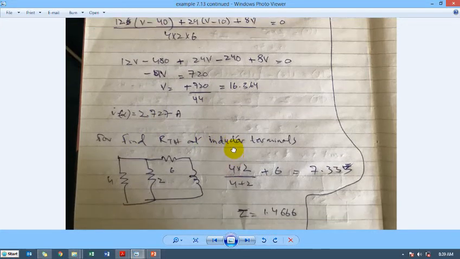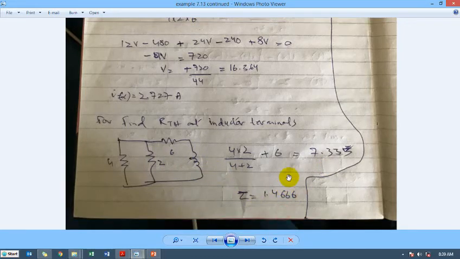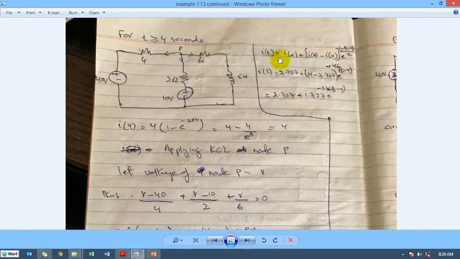For finding out the RTH at the terminals of the inductor, I just reduce the circuit, disconnecting all the supplies, disabling all the supplies, so it comes out to be 7.3364, and tau is equal to this. So here I have just continued these steps and put in the values of I0. What was I0? I0 is basically the current at time t equal to 4 seconds, and that is this 4. And in finite we have already found out that it is 2.727 again.